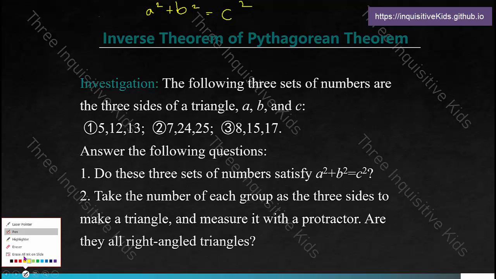So now let's do a quick little investigation. The following three sets of numbers are the three sides of a triangle, A, B, and C. And here are three sets. Answer the following questions. 1. Do these three sets of numbers satisfy a squared plus b squared equals c squared? And 2. Take the numbers of each group as the three sides to make a triangle and measure it with a protractor. Are they all right triangles? I'm going to give you a few minutes to answer both of these questions, and we'll come back and look at them together.